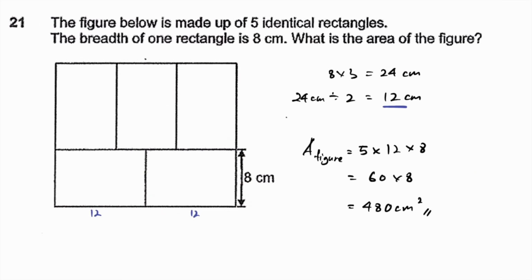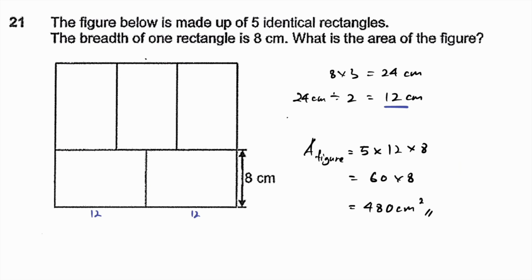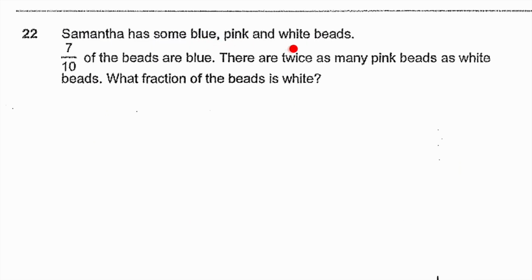The area of the figure therefore, I'm going to find one area multiplied by 5. So basically 5 of these 12 by 8s. That gives me 480.